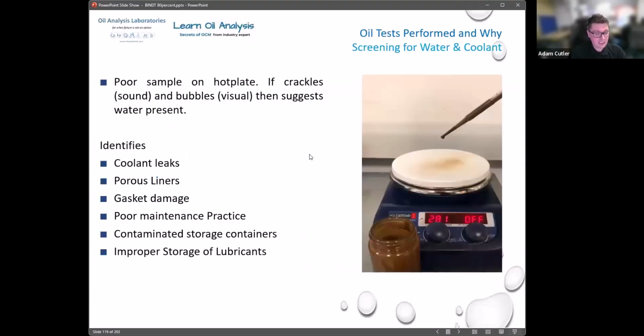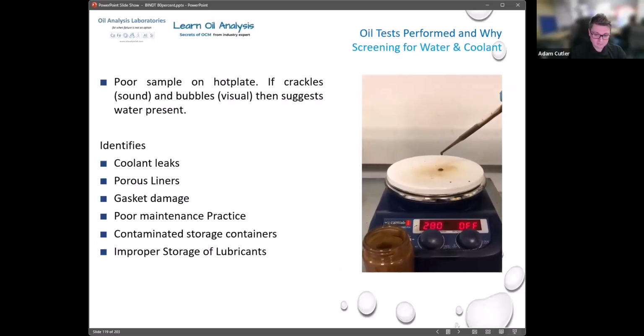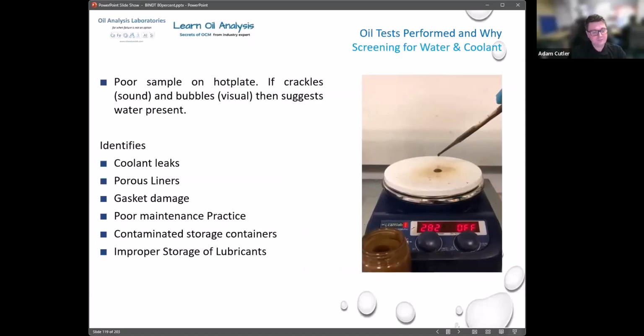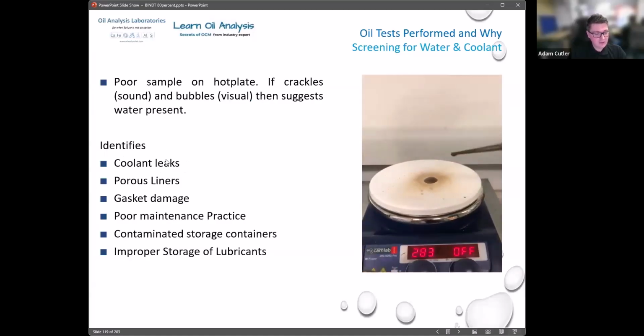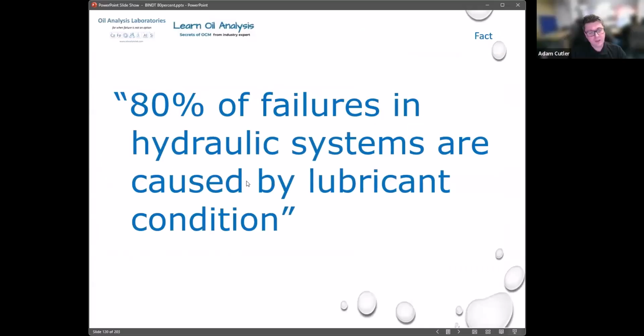And the easiest way to detect it is what's called a crackle test. Hopefully you can hear this when it comes up. The classic things that will cause this are things like coolant leaks in an engine, porous liners, gasket damage, poor maintenance practices, which is quite common, and poor lubricant storage conditions as well.